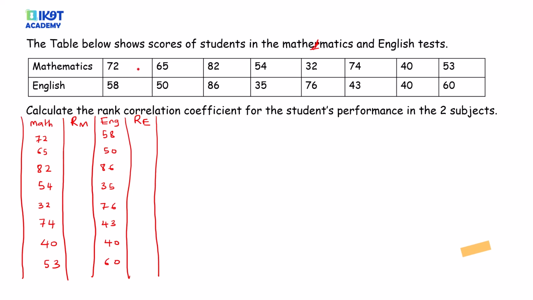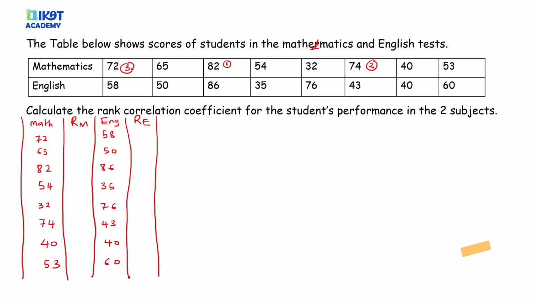In mathematics, you look through this mathematics column and you see, okay, what's the highest mark? Roughly here I can see it's 82. So this is number 1. Then I still move through. I see this is number 2, the highest mark followed by the 74. So it will be number 2 in this class for mathematics. Then I move, this would be number 3. I hope this is making sense.